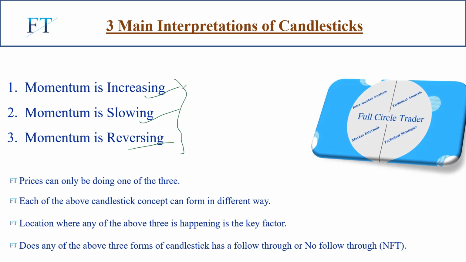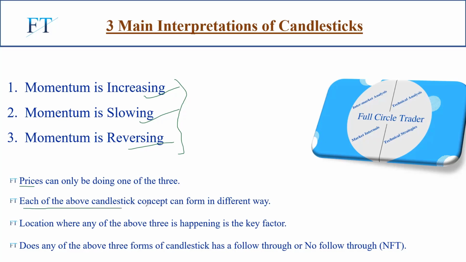Now these different types of candlestick concepts or formations can form in multiple ways, numerous ways, right? And when we talk about these different formations on the chart, I'll show you how these formations happen, how they form in real time. But these are the only three things which a candlestick should do at any time in the market, right? And it has rightly been said that prices can only be doing one of the three. So apart from these three things, there's nothing that price or the candlestick is doing.